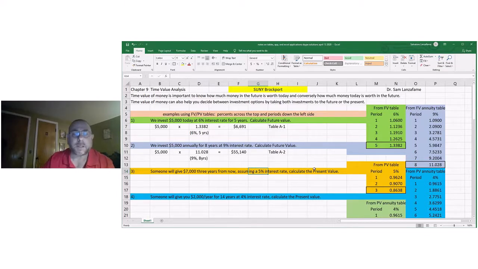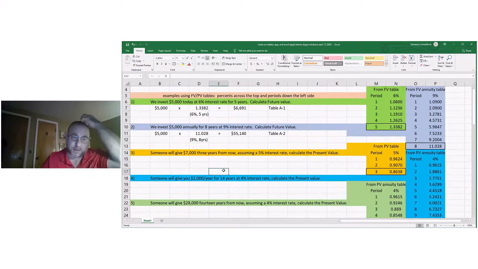Okay. Let's go to scenario 3. What if someone gives us $7,000 3 years from now? So they said, hey, when you graduate, let's say you're a sophomore, right? And they say, like it's your grandfather, at the end of the year, when you graduate, I'm going to give you $7,000, right? What's that $7,000 worth today? Okay. So that's what we're trying to figure out, because what if your grandfather said, I'll give you $5,000 today to go to college, or I'll give you $7,000 3 years from now when you graduate? Which one would you take?